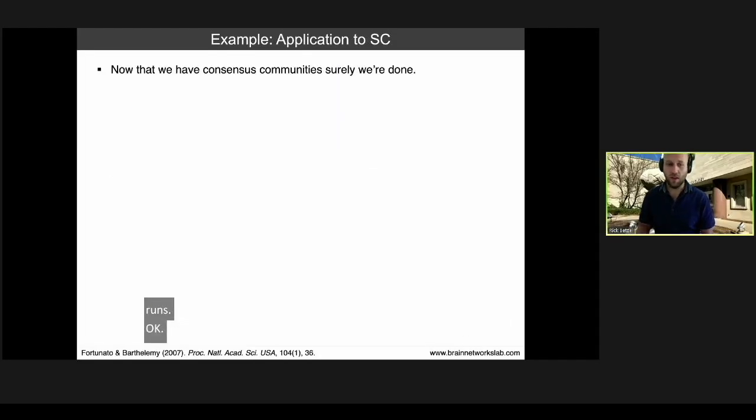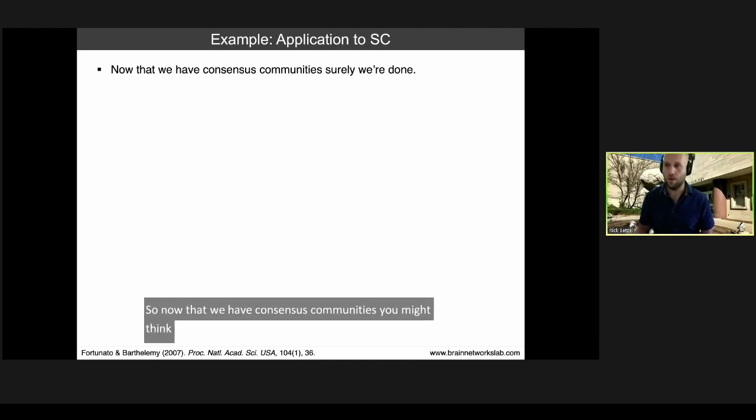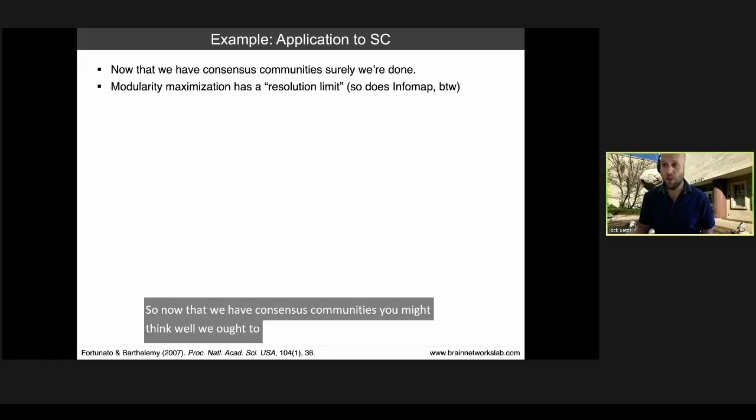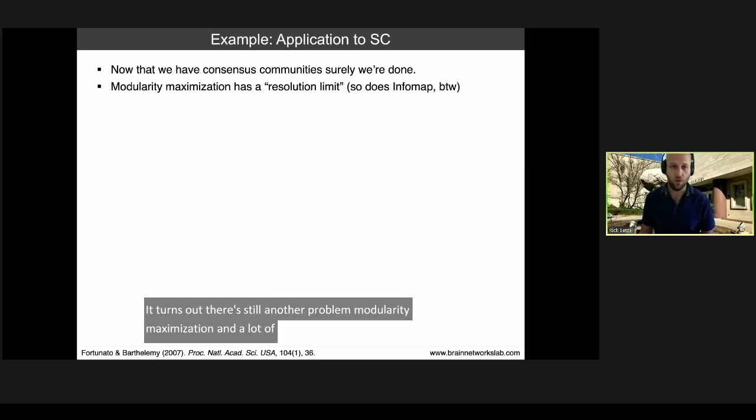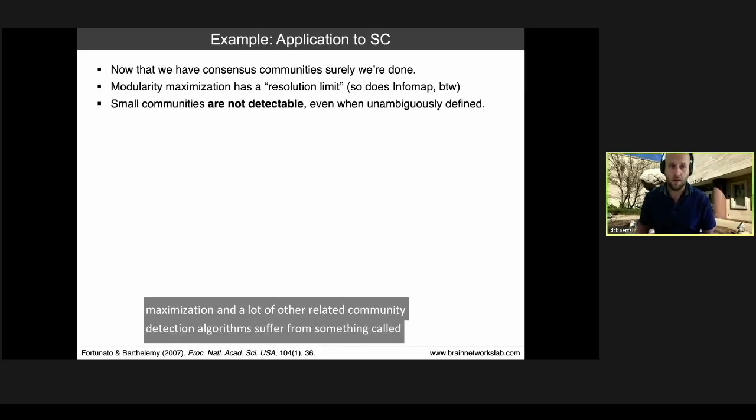Okay, so now that we have consensus communities, you might think, well, we ought to be done by now, right? This is what we want. We have a set of communities and we're happy with them. Well, it turns out there's still another problem. Modularity maximization and a lot of other related community detection algorithms suffer from something called a resolution limit. And what that means is that even if a small community is unambiguously defined, the quality function is actually blind to it. It is incapable of detecting small clusters.